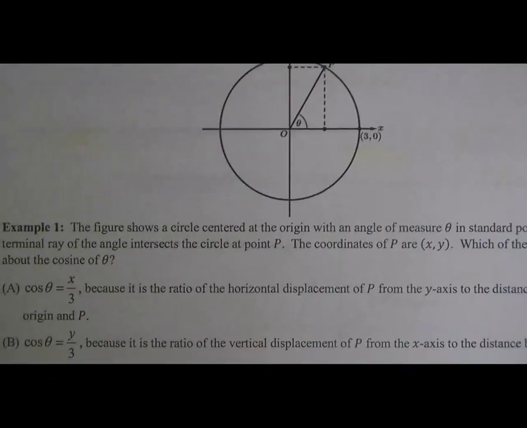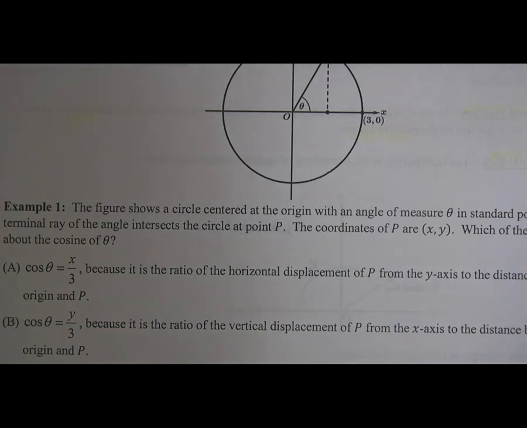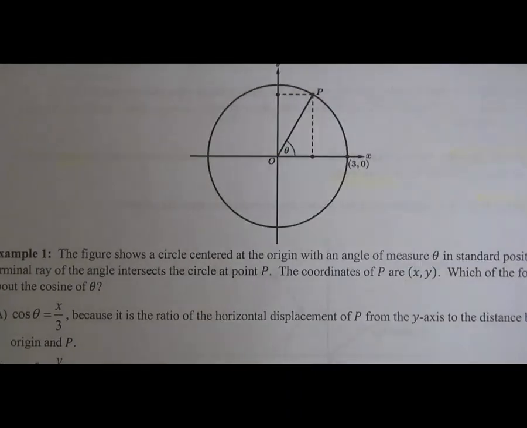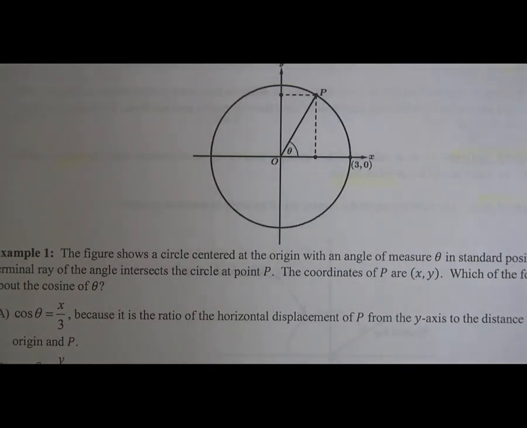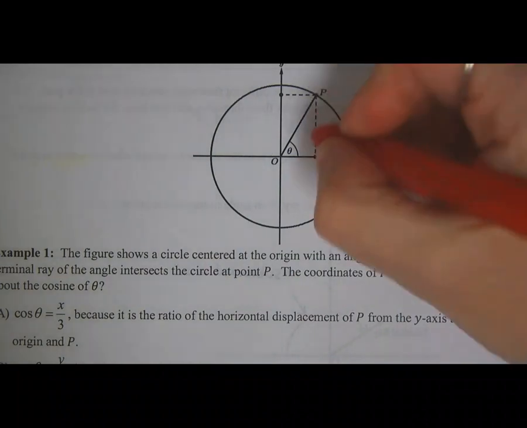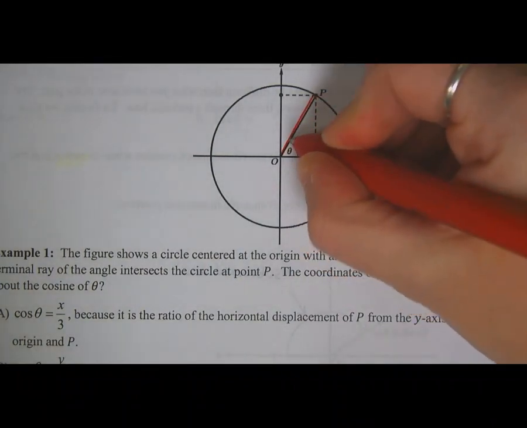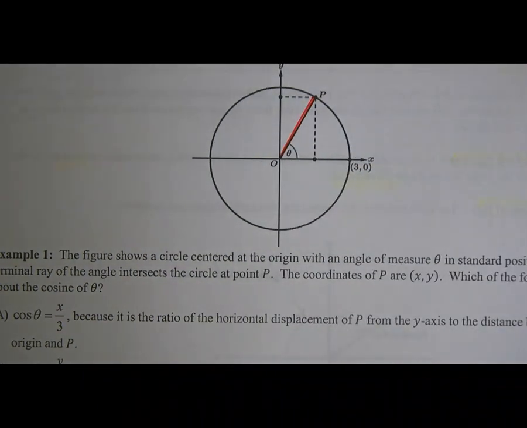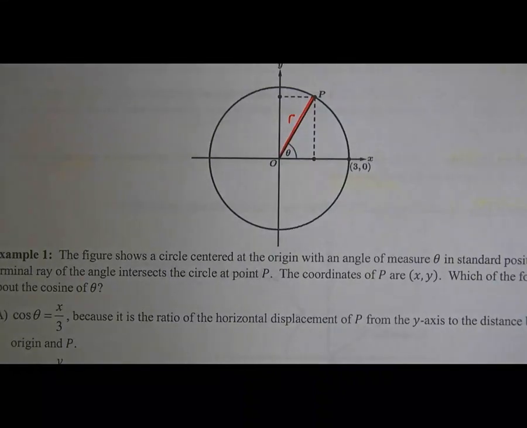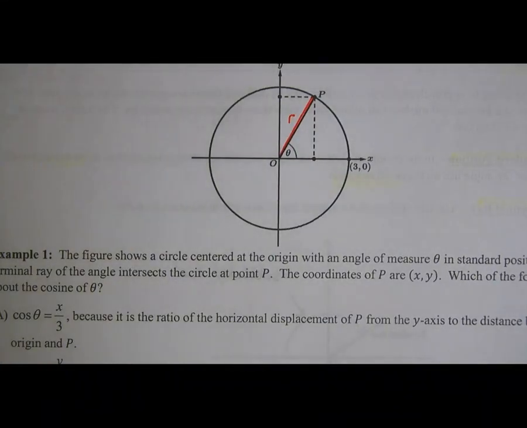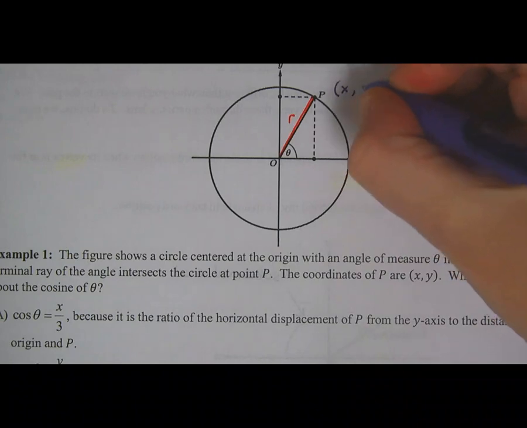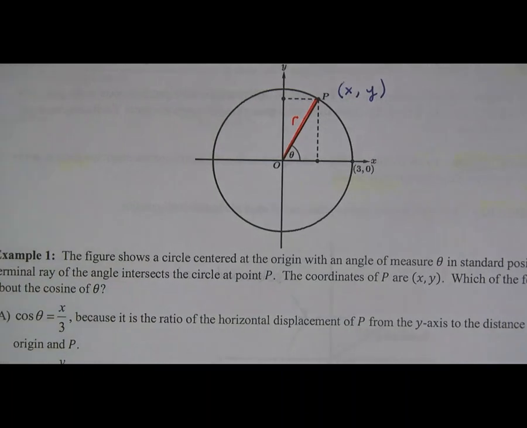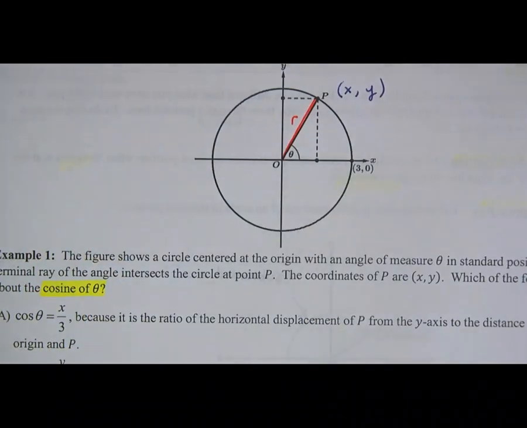So let's see what all kinds of vocabulary they use here. The figure shows a circle centered at the origin with an angle of measure theta in standard position. You can see that in the picture. The terminal ray of the angle intersects the circle at point P. So here, when they're talking about the terminal ray of the angle, they're talking about the hypotenuse of that triangle, which is R. The coordinates of P are positive x, positive y.